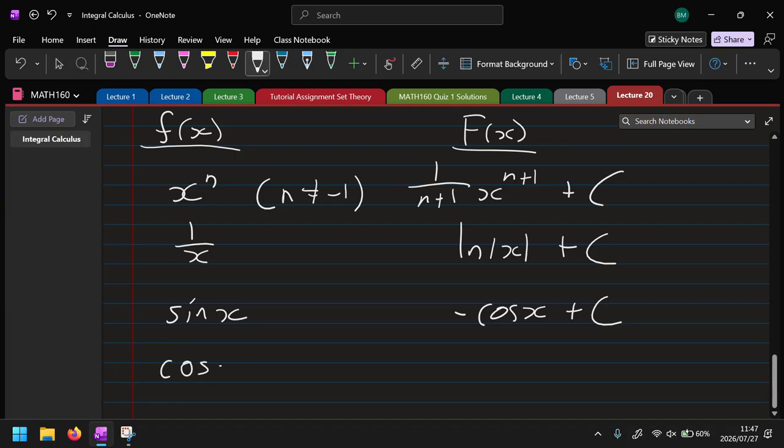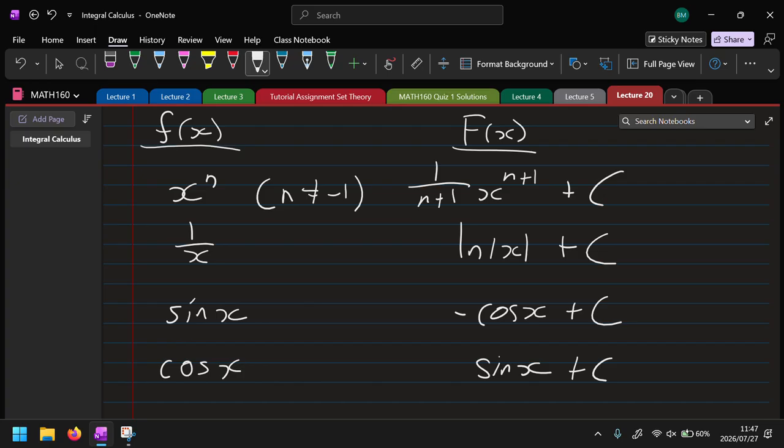Next one, you can guess it. Cos. We go back. The derivative of what gives cos? Sine. And again, the confusing part is that the derivative of cos is minus sine. Again, there's that minus difference between the two tables. You can't mix them up.